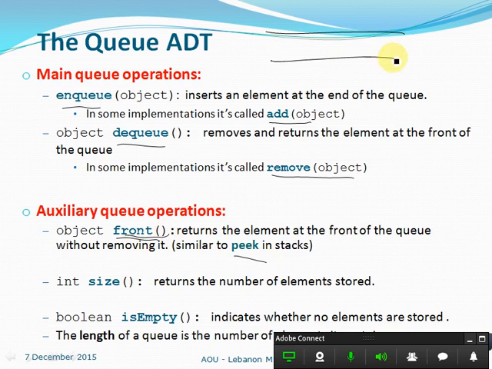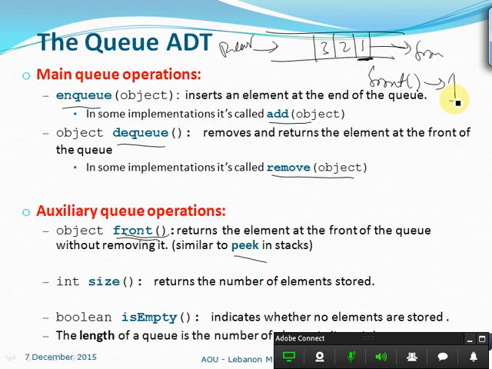For example, if this is the queue, you have 1, 2, 3. This is your rear end, and this is your front end. The front is the first element. When you call the front function, it will just give you the first element. It will not delete the element. Size will give you the number of elements.